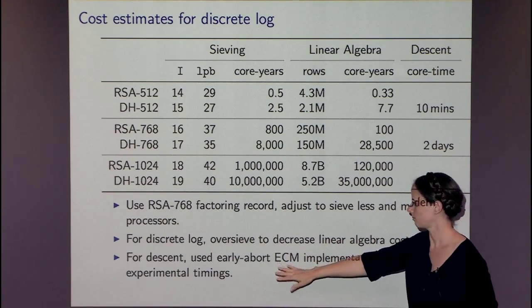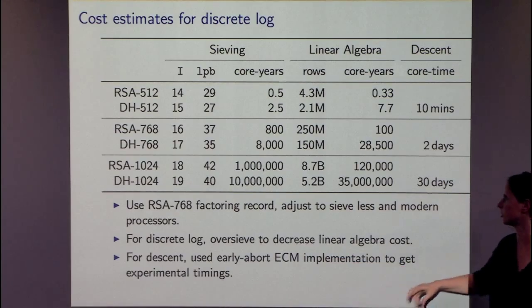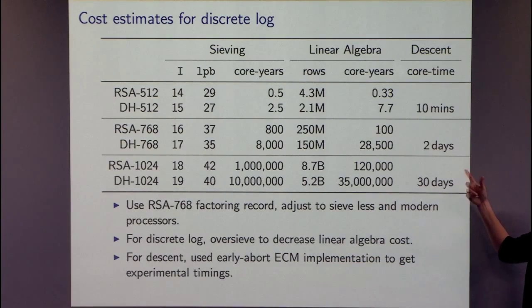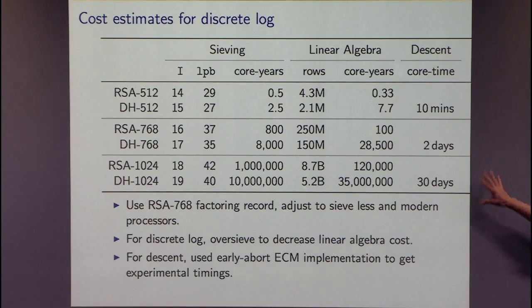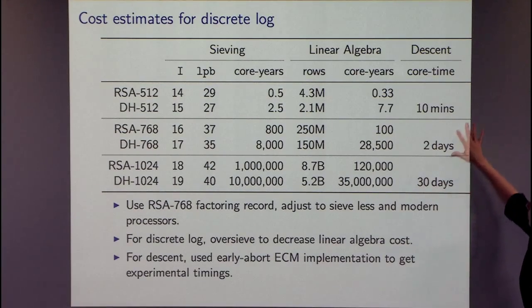So this seems to be the best way to do the descent. With some experiments, we did not run it all the way through, but we guessed that the descent will take about 30 days. So this is about what you expect 1024-bit RSA and Diffie-Hellman to look like now. Just to be clear, these are core days. These are core days, yes.